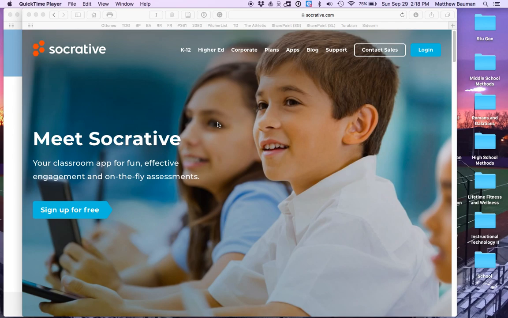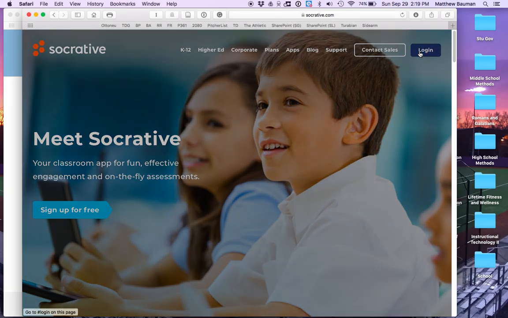Socrative is perfect for delivering formative assessments and checking for student understanding in real time. The website offers immediate feedback to both the student and teacher, which not only saves the teacher time, but helps the student to immediately know how well they understand the material.